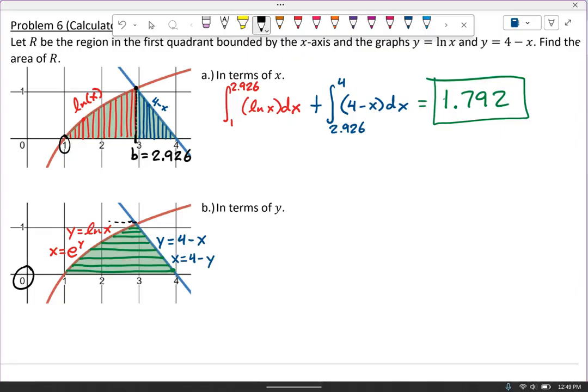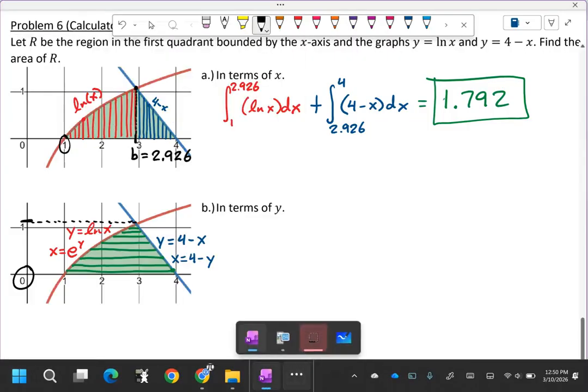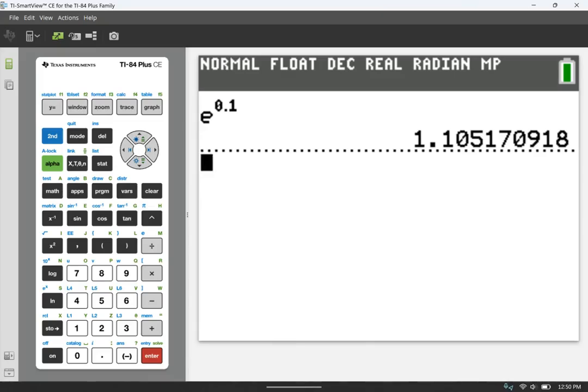0 to something up here. Did you guys pay attention to what the y coordinate of that intersection point was? 1.0. I have 7.4. All right, I want to show you a trick.